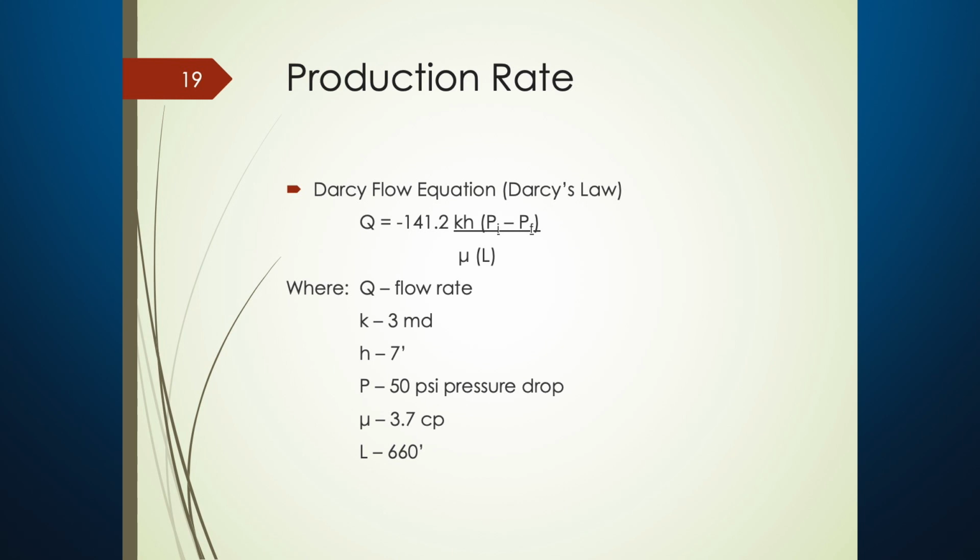So, part of sizing the equipment is the production rate. So this is the Darcy flow equation. This is the engineering portion of the talk this morning, and I think I'm doing all right. So we've got Q equals minus 141.2, which is a constant. You have k, which is permeability. You have h, which is height of the reservoir. You have pressure initial, pressure final. This little mu symbol is viscosity, and L is the length of the pressure drop. In this case, we're going to use the wellbore radius, because you can drill a well on 10-acre spacing, and there needs to be 660 feet between the wells. So that's what we're going to use.